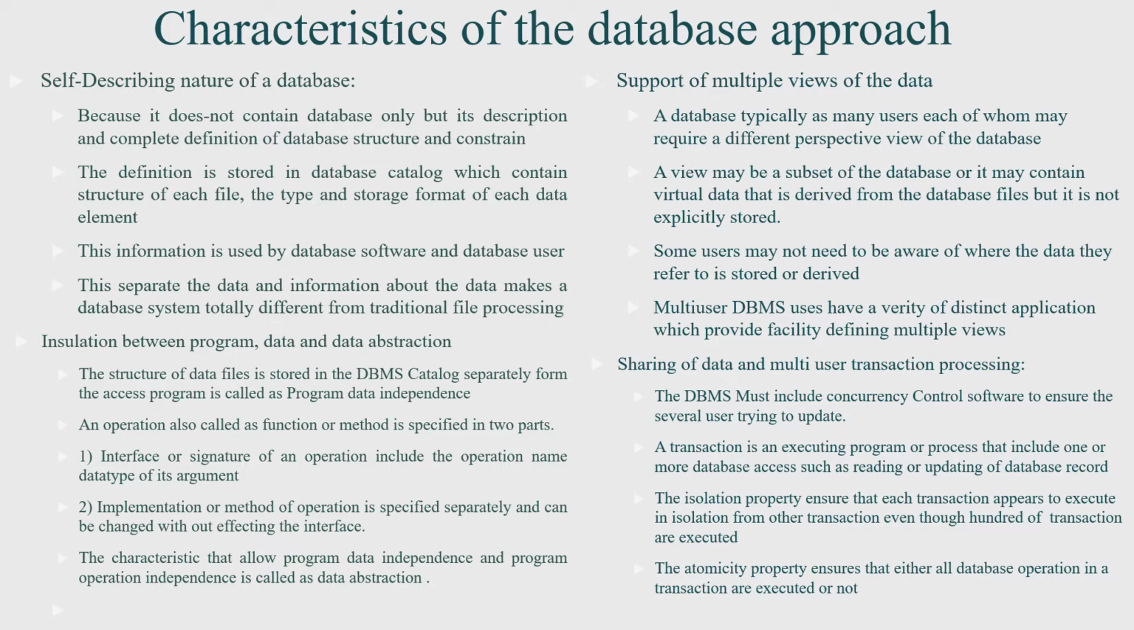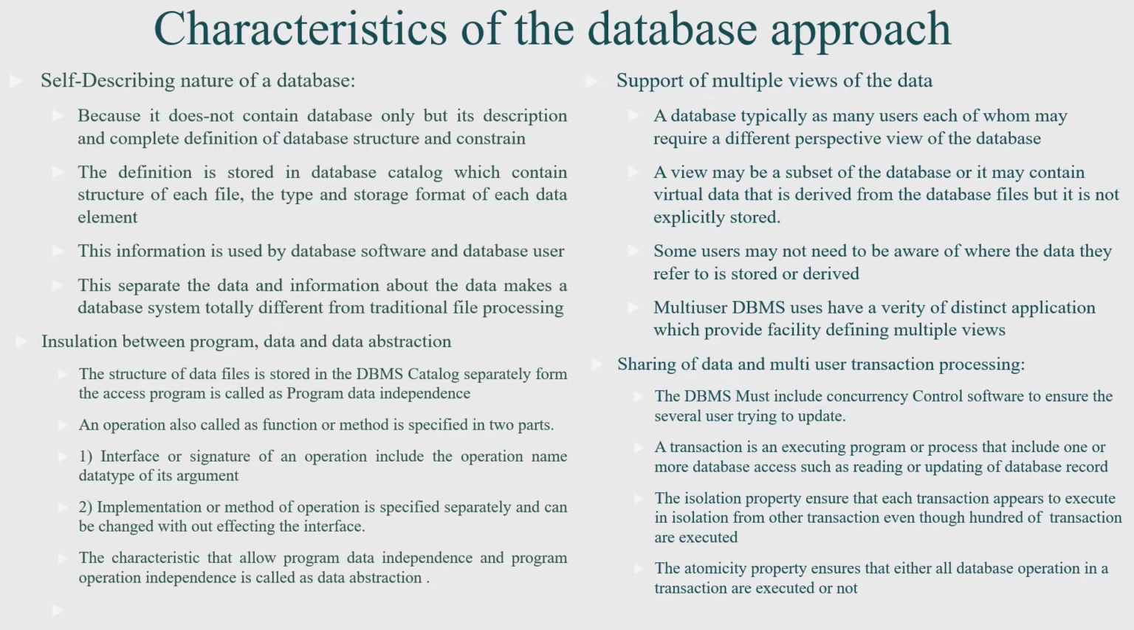Next, a transaction is an executing program or process that includes one or more database accesses, such as reading or updating database records. It checks that whatever needs to be done is done. It keeps track of which person is storing the data, and whether it is done in the proper way or within constraints. Next is the isolation property, which ensures that each transaction appears to be executed in isolation from other transactions, even though hundreds of transactions are executing concurrently.